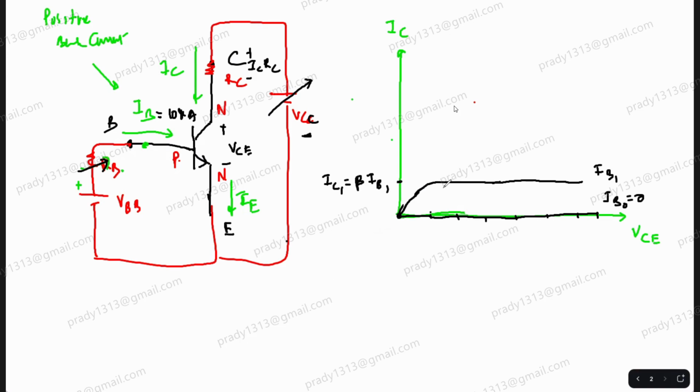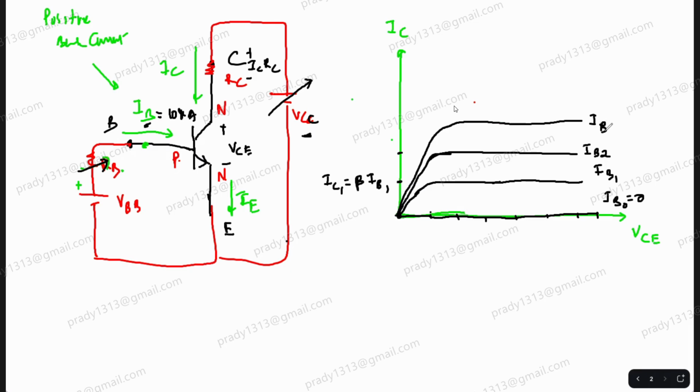Now, if you want to increase the collector current again, you have to increase the base current. How will you increase it? By changing RB, the resistance. If you further increase, it will rise to a new value, but again it will saturate. Even if you change the supply voltage VCC, it will not change. It will again saturate. Like this, you keep on doing. This is what is happening.